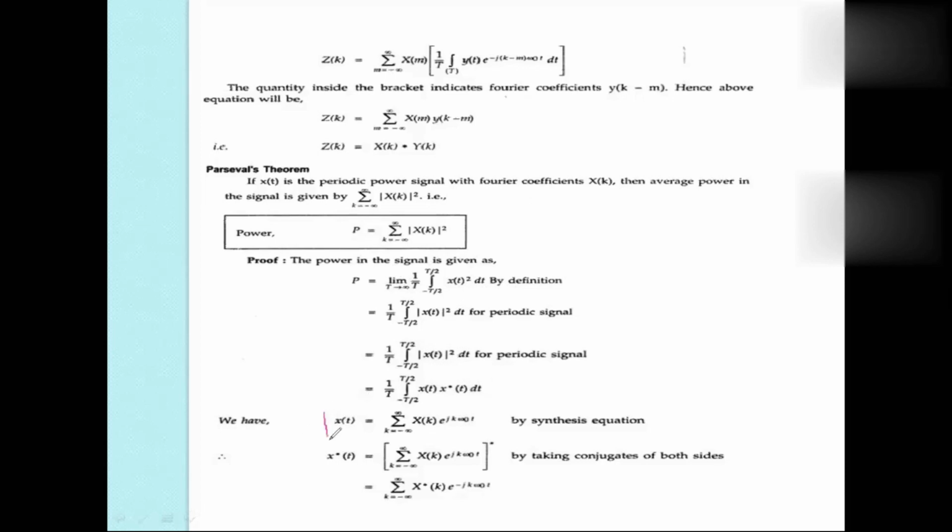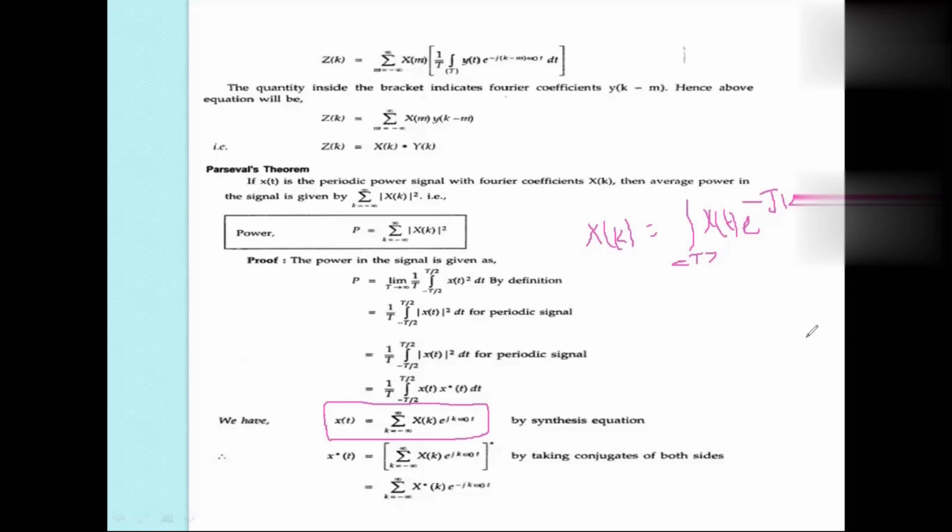In this, we already know the synthesis equation: x of t is equal to the sum of k equal to minus infinity to infinity x of k e power plus jk omega naught t. The analysis equation we already know: x of k is equal to the integral over the limits of minus T by 2 to T by 2 within the limits of T. The input is x of t here, x of t e power minus jk omega naught t dt.